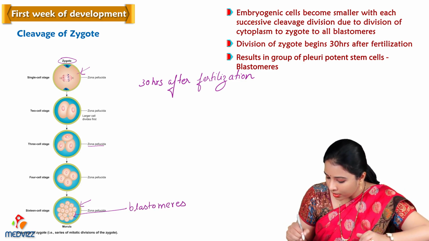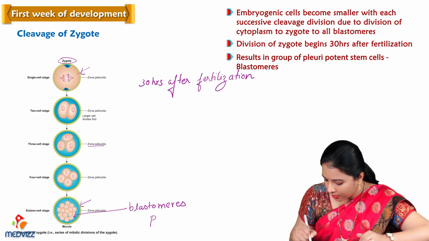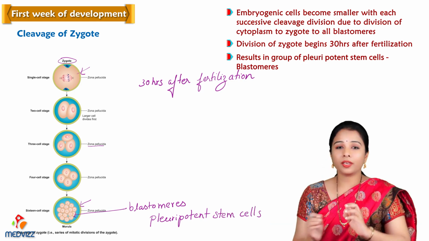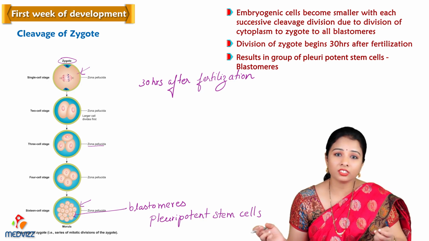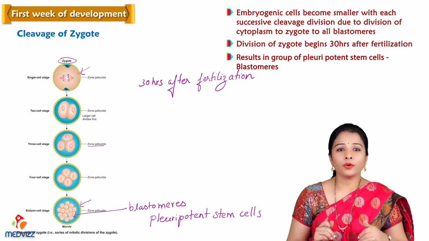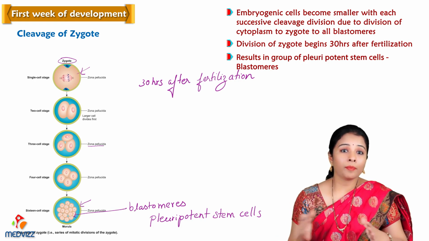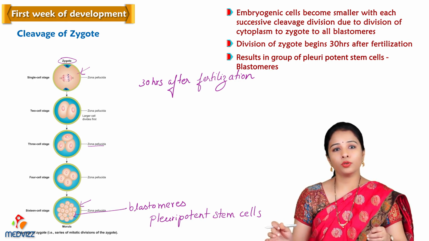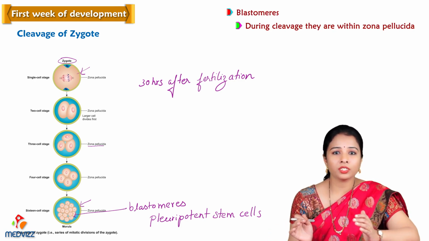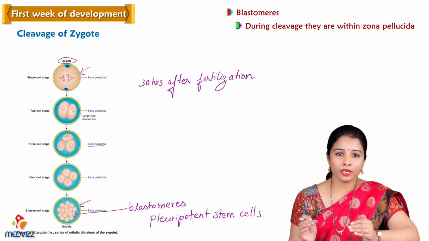Blastomeres are pluripotent stem cells, meaning they have the capacity to divide and form any structure in the body. Such cells are called stem cells. Pluripotent means highly, rapidly dividing cells. During cleavage, the blastomeres are within the zona pellucida.